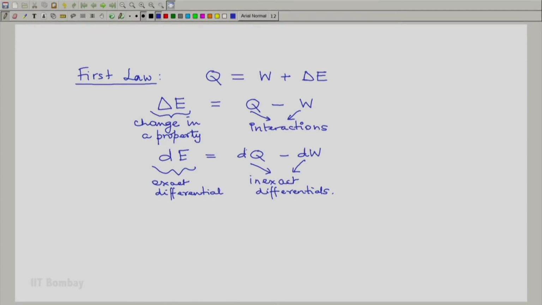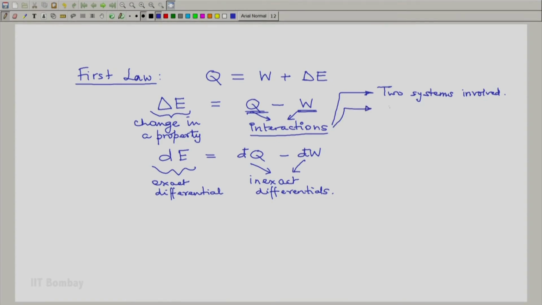Because they are inexact differentials, we may sometimes cross the stems of the d or write them as d prime q or d prime w. Whether we do that or not is unimportant. More important to remember is that they are inexact differentials, or that q and w are interactions. Because q and w are interactions, remember that whenever we talk of q or whenever we talk of w, there must be two systems involved, a system A, system B, or a system and its surroundings.